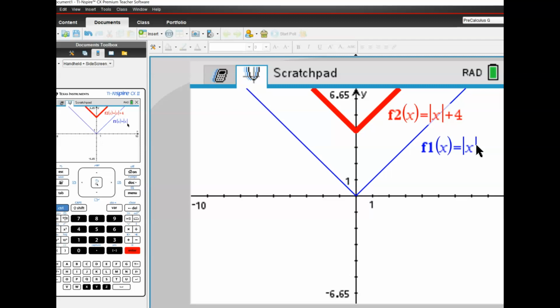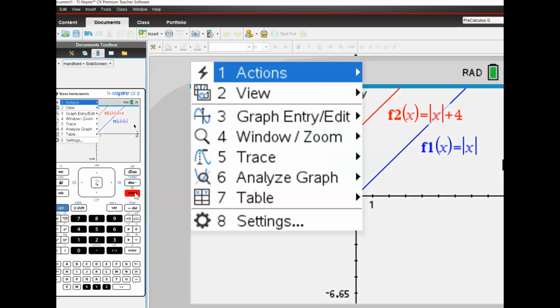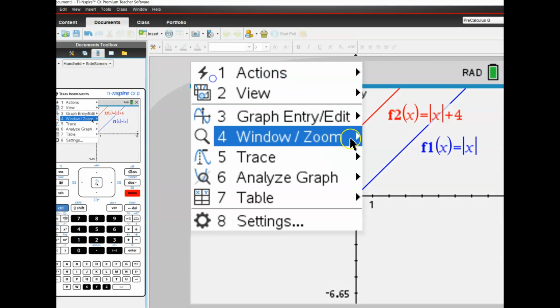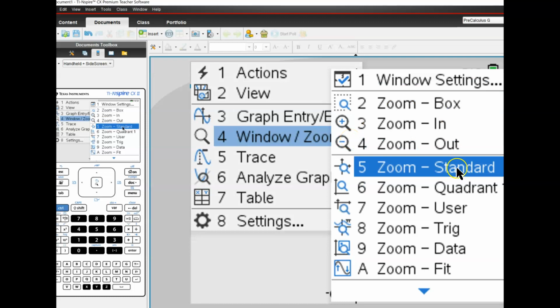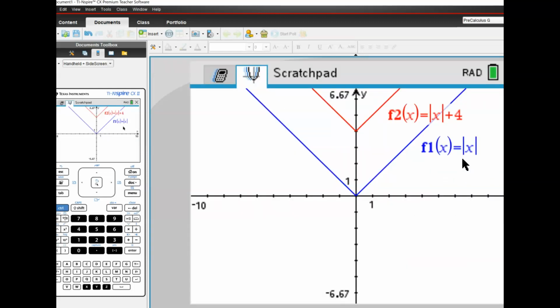Okay. My calculator is broken. It's not at all. So if you push menu, and then you can go to Window Zoom, and then just go to standard. Just go to standard. Hit standard, and then you'll have the exact same dimensions.